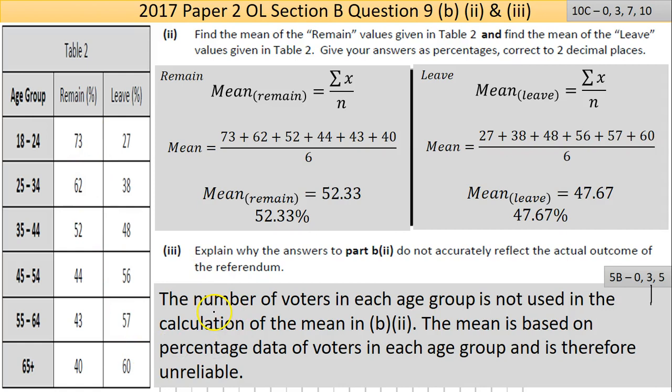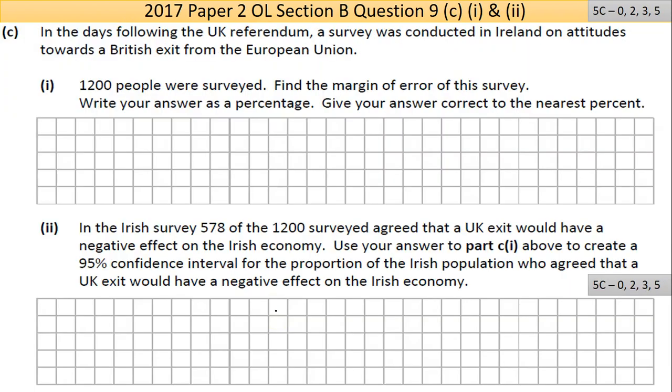Now, I've said it here. The number of voters in each group is not used in the calculation of the mean in B2. The mean is based on percentage data of voters in each age group and is therefore unreliable. Now, I think I've taken that from the marking scheme. Again, I hate these questions. If you get it, be very careful what you actually write down, because these are usually, from my experience, becoming hit and miss. If it's not perfect, you get nothing. So phrasing it carefully and not waffling is paramount.